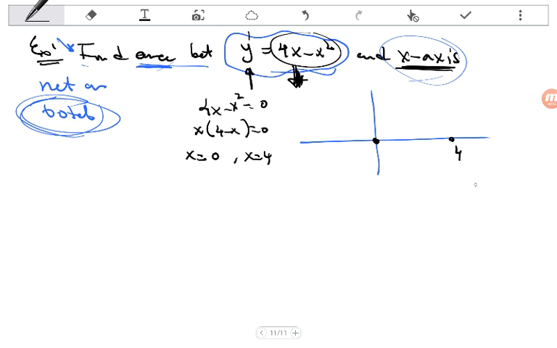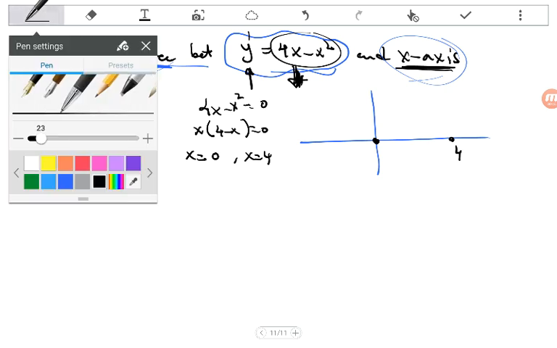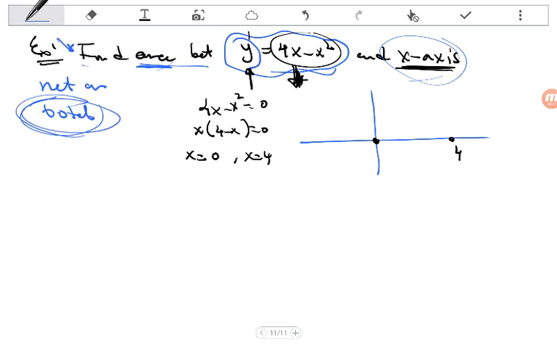Now I need to determine, would it be looking downwards or looking upwards? It would be looking downwards. Why downwards? Because the sign of y is different from the sign of x squared. Since they are different, it is looking downwards. So the graph of the parabola is like this.